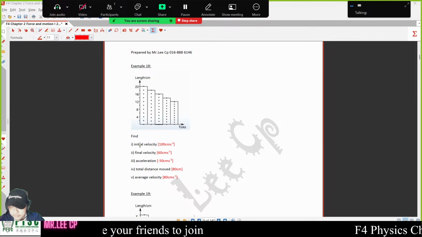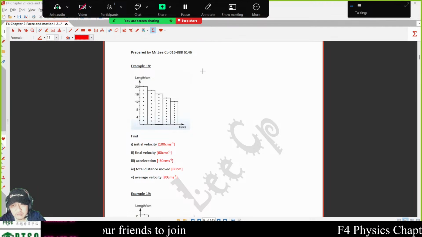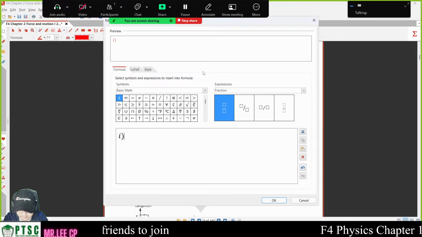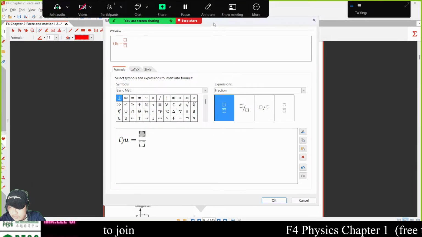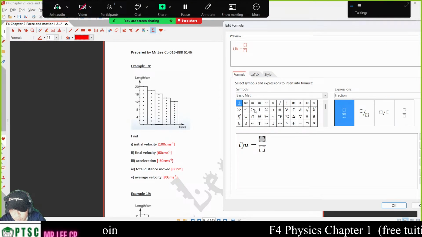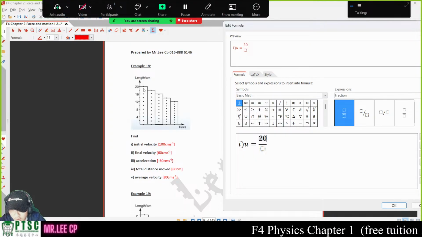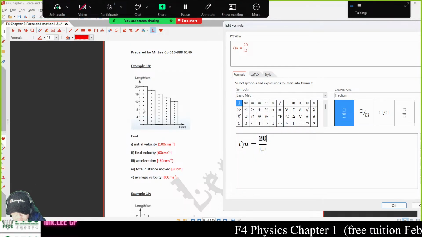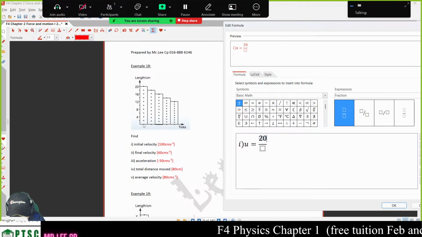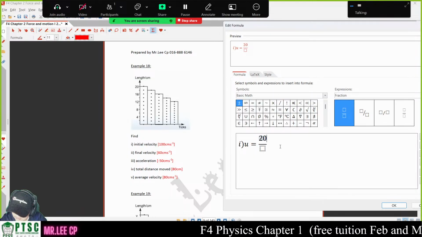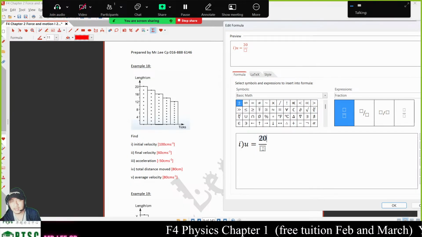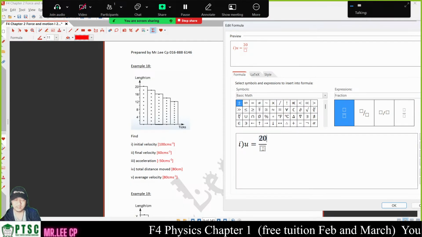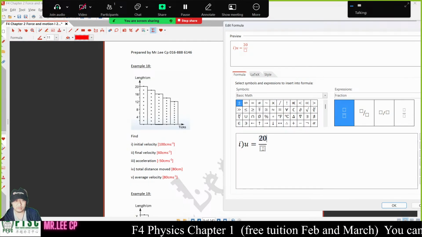Calculate the initial velocity. First one, initial velocity, u, is distance over the time. Distance is 20 cm. Over the time is 1, 2, 3, 4, 5, 6, 7, 8, 9, 10. No need to calculate, it must be 10. Normally it will not give you 8 ticks or 9 ticks like that.